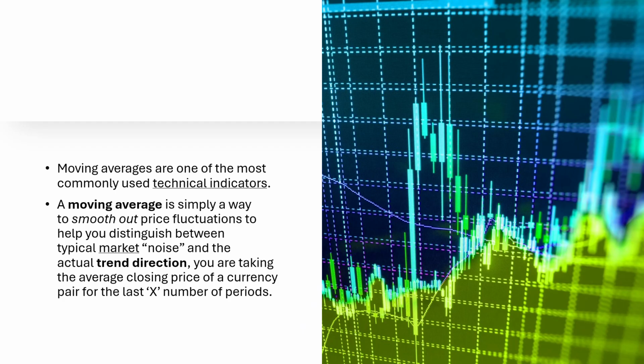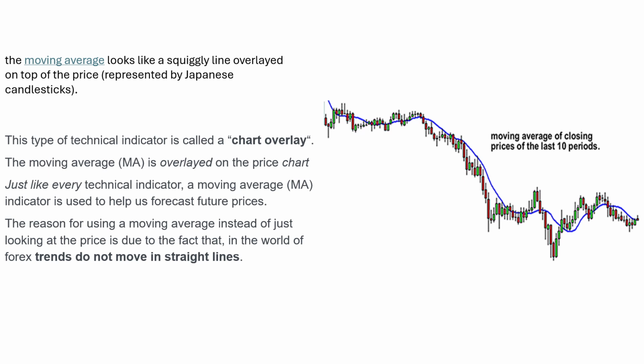Okay, moving averages are one of the most commonly used technical indicators. A moving average is a simple way to smooth out price fluctuations to help you distinguish between typical market noise and the actual trend direction. You are taking the average closing price of a currency pair for the last maybe 5, 1 hour, or whatever number of periods. The moving average looks like a squiggly line overlaid on top of the price action, represented by Japanese candlesticks. This type of technical indicator is called a chart overlay. The moving average, or other abbreviations, MA, is overlaid on the price chart.